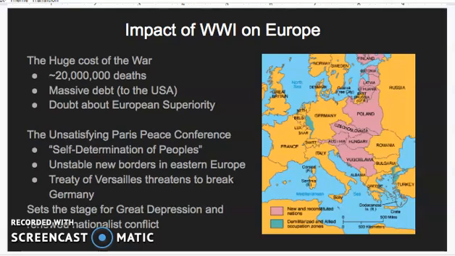They're set up for the Great Depression because they are super in debt to the United States and they're dependent on the United States for economic support. Thus, when the United States goes under in 1929, Europe is going to get sucked in too. And the disputes about borders and the idea of nationalist groups determining territory is going to help lead to the rise of ultranationalist governments like fascist Italy and Nazi Germany.